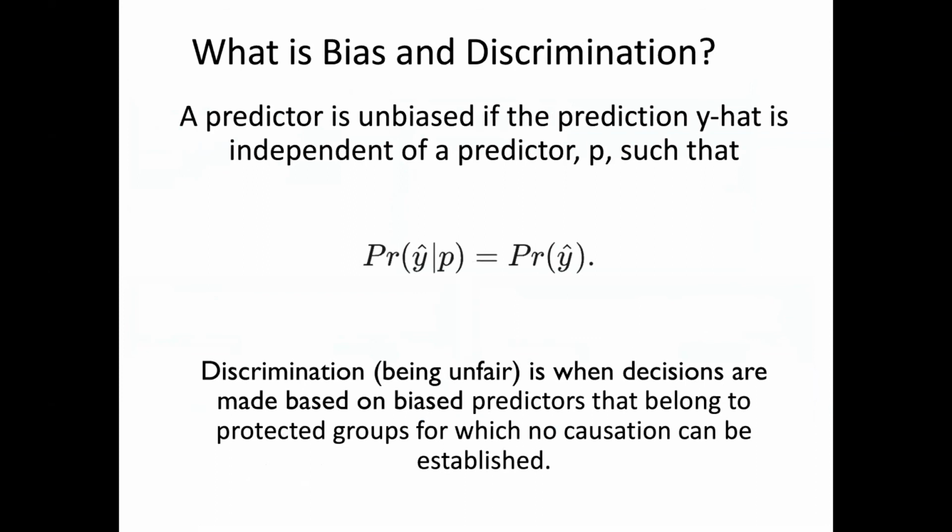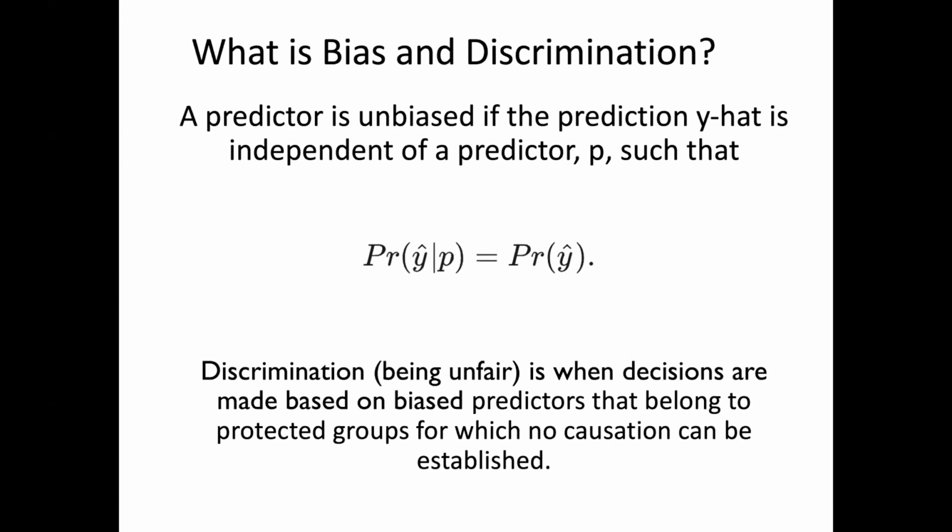So what is bias? If the probability of me getting a job did not depend on my race or my gender, then that would be unbiased. If the probability of me getting a job is significantly changed by my race, then that's bias.